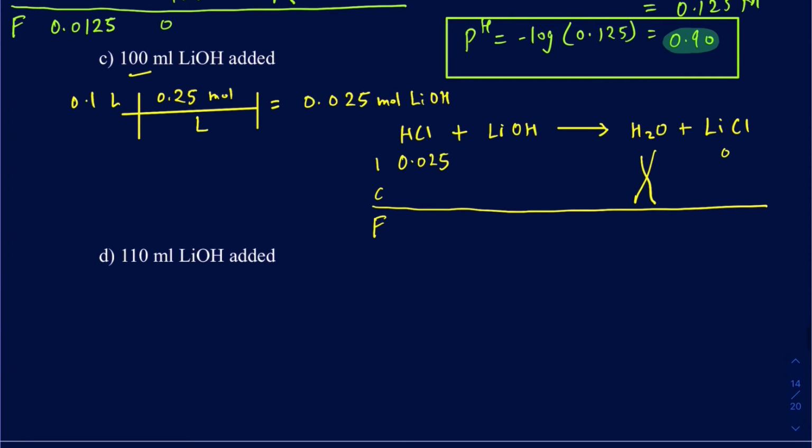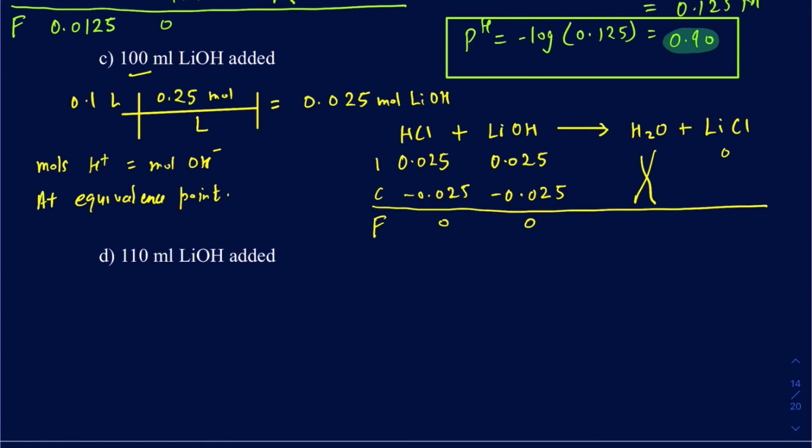So I know now LiOH moles are going to be 0.025, and now I have an equal mole. So another way of saying, moles of acid equals the moles of base. So I lose both of those. There's no limiting reactant. Both of those get consumed right away. And when you have moles of H+ equals moles of OH-, that means you are going to be at equivalence point.